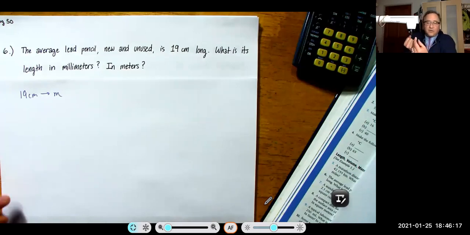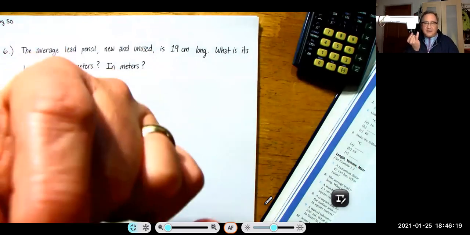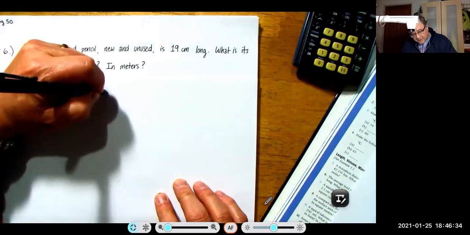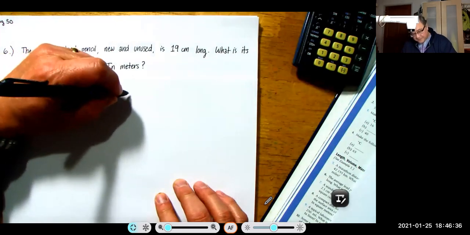Now, if I look at the width of my fingernail, how many of these are in this guy here? 10 doesn't seem to be enough. 1,000 seems to be too many. So how many centimeters fit into this? And the answer is 100. So we can write 100 centimeters is equal to 1 meter.